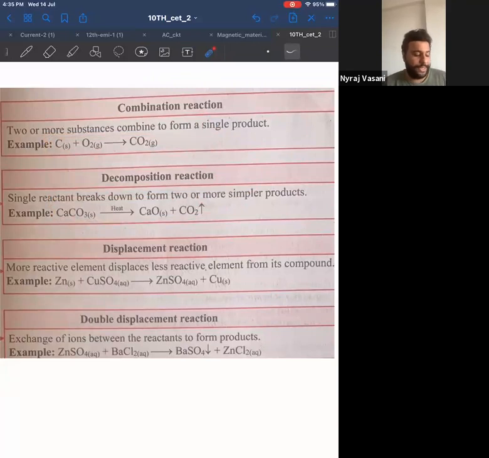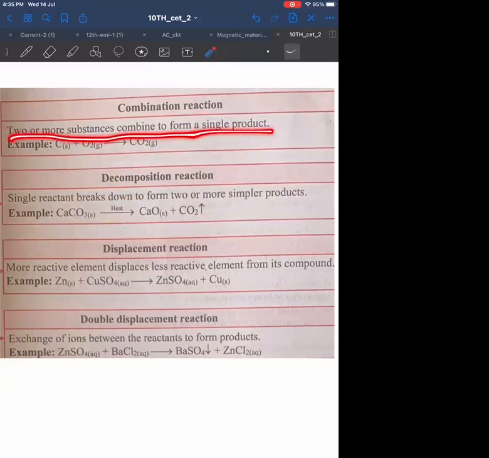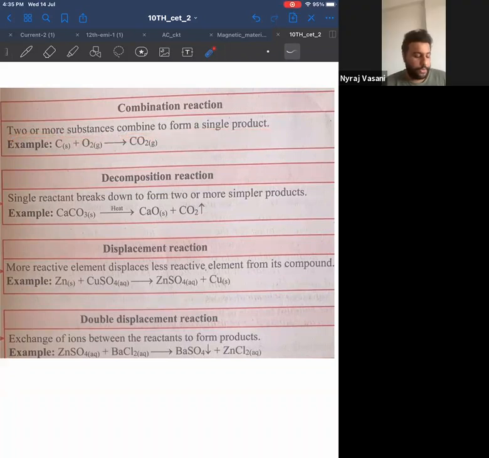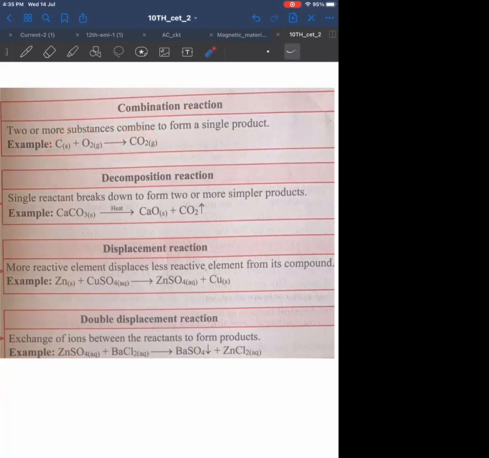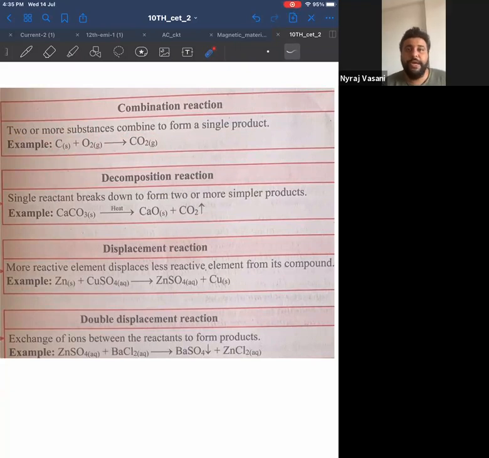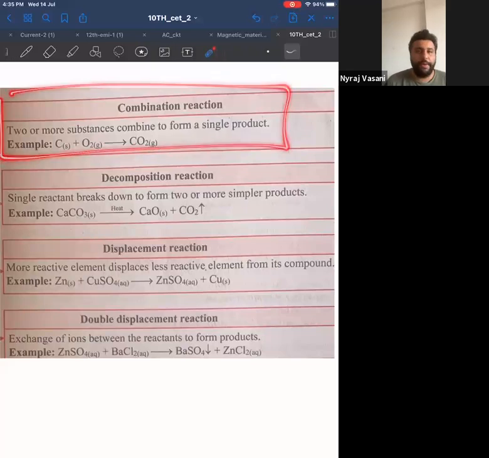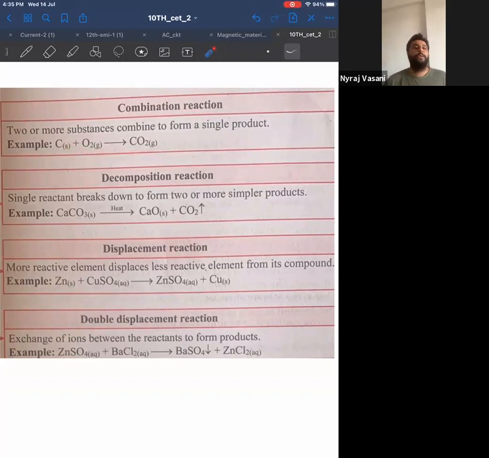So what is a combination reaction? Two or more substances combine to form a single product. So 1 and 2 combine to form a single product. This is called a combination reaction. I want all of you mainly to write the example because the same example might come in the exam. So write what is a combination reaction and especially write the example in your book, which will help you while studying. Once you're done writing combination, put a dot so that we go to the next, and so on. Okay, start.